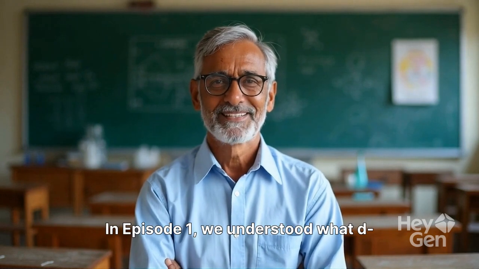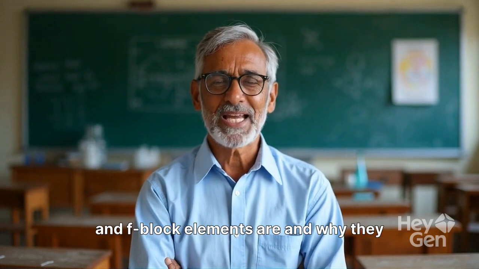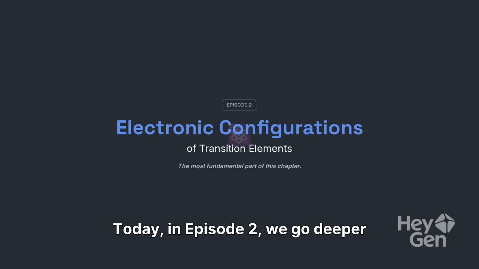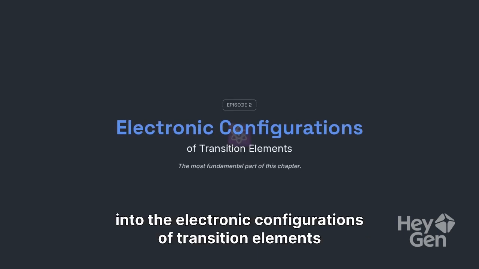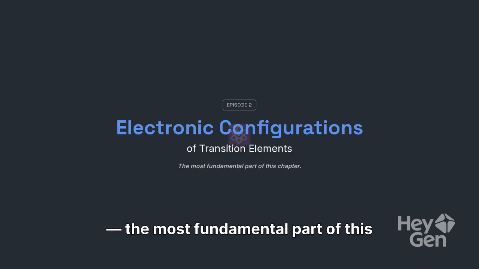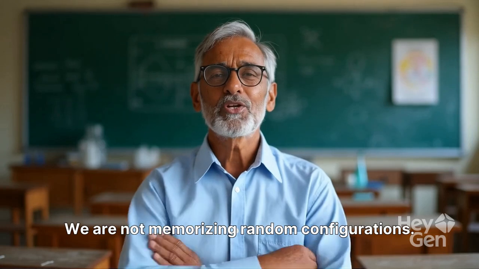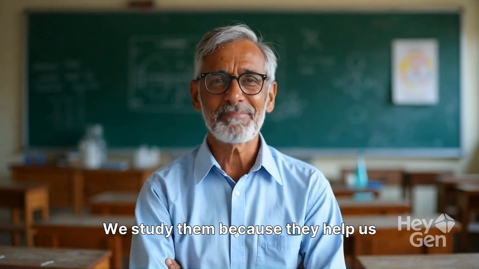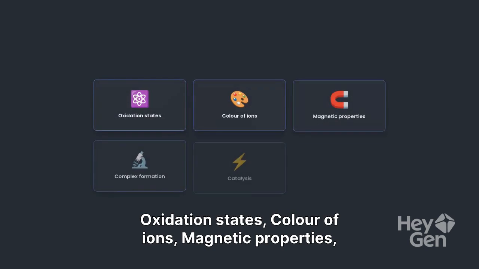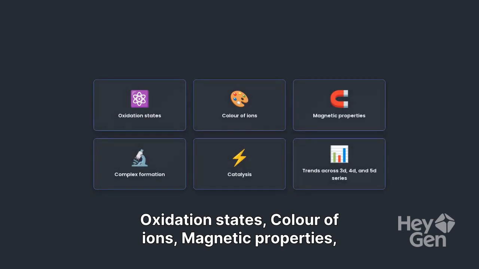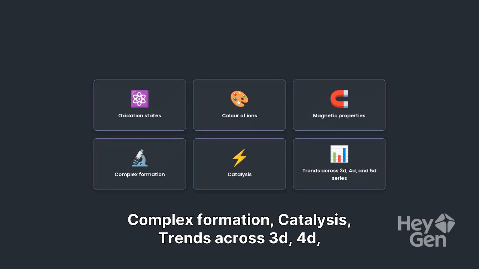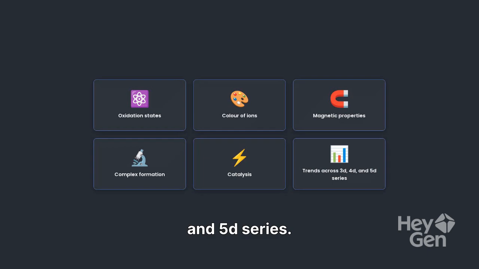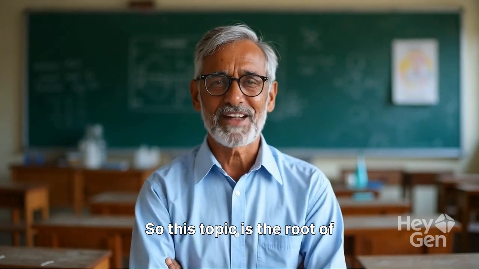In episode 1, we understood what D and F block elements are and why they matter. Today, in episode 2, we go deeper into the electronic configurations of transition elements, the most fundamental part of this chapter. We are not memorizing random configurations. We study them because they help us understand oxidation states, color of ions, magnetic properties, complex formation, catalysis, trends across 3D, 4D, and 5D series. So this topic is the root of everything.